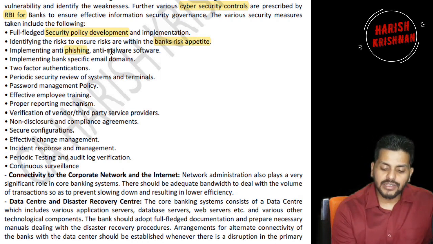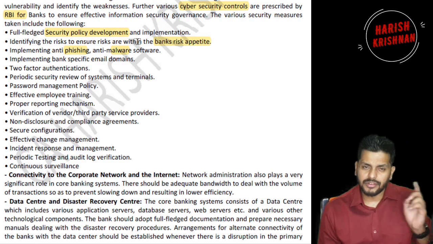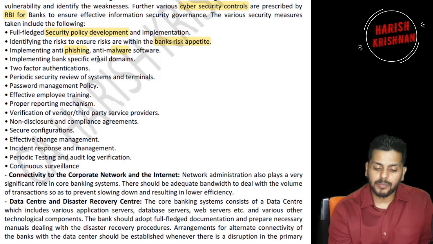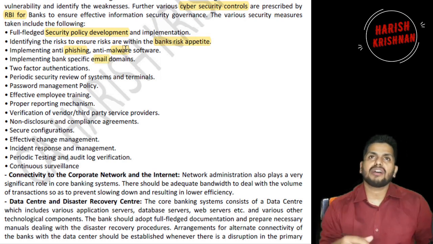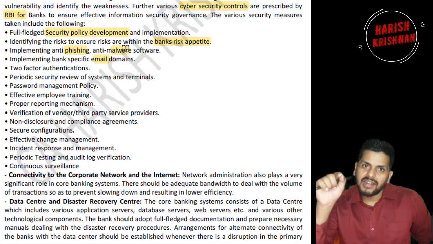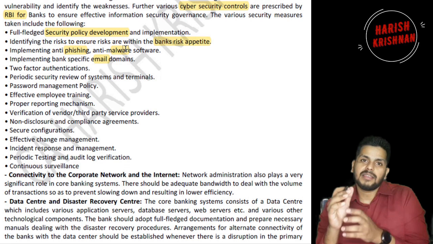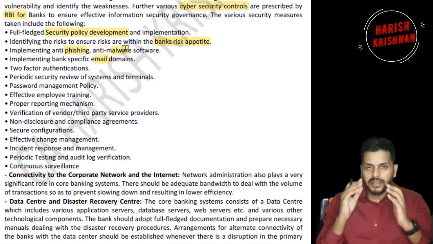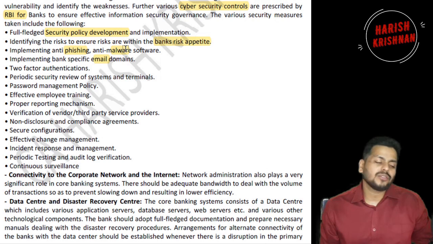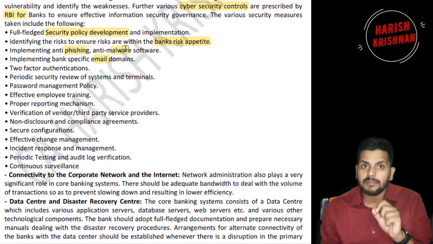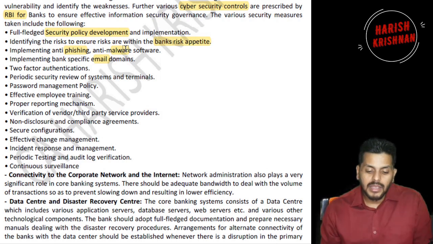Implementing anti-phishing and anti-malware software. In the first chapter, I've already explained the concept of phishing. Implementing bank specific email domains. A lot of fake mails will come. ICICI and one more C. So ICICI bank.com, you will get one mail from that, but nobody will notice that. Since our human eye, when you see it for the first time, you will not even realize, you will think that it's coming from the official bank ID. So you got to be very, very careful and make sure that mails are coming only from the bank's official ID.